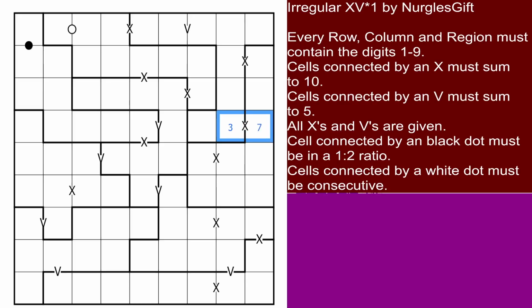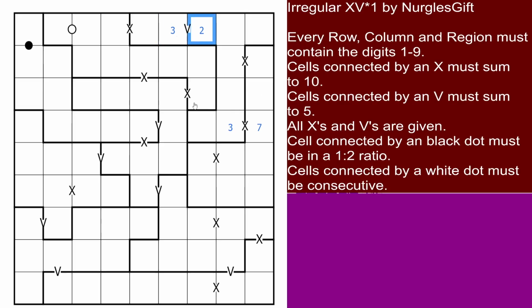Cells connected by a V must sum to 5. So similar to X, we have V here, and that means the digits here must sum to 5. If you have 3 here, you must have 2 here, so that the sum is always 5, and you cannot have any other digit here.